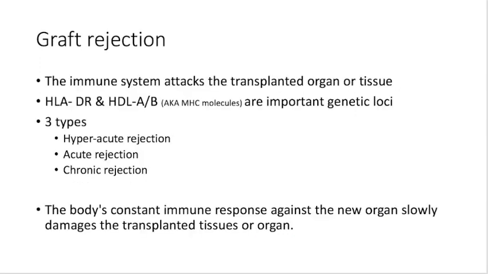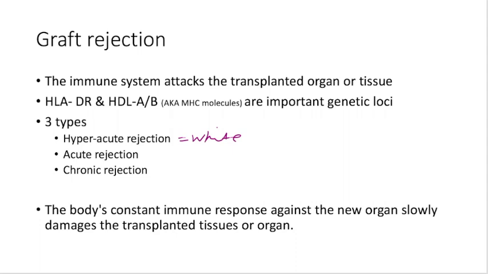Graft rejection, so this is when the immune system attacks the transplanted organ or tissue. This is related to the human leukocyte antigens and the different MHC genetic loci. So there's a whole bunch of different loci that this would be genetically identified as. We have 3 types. We have hyperacute, acute, and chronic rejection. Hyperacute is immediate and rare, and that's when the circulation is reestablished to the graft area, and it becomes immediately white. It presents if there's a pre-existing antibody reaction to the HLA antigens.